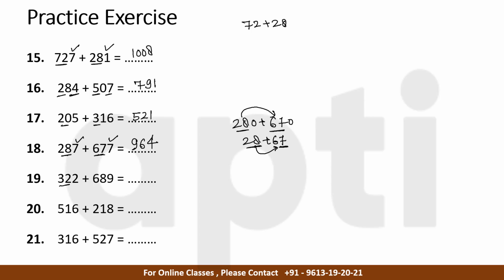Okay. Now 320 and 680, 32 and 68 becomes 100. So this becomes 1000. 2 and 9 is 11. So 1011, right? Okay. Now 500 and 200 becomes 700. 18 and 16 becomes 34. So 734, right? Now 300 and 500 becomes 800. 27 and 16 becomes 43. So this becomes 843, right?